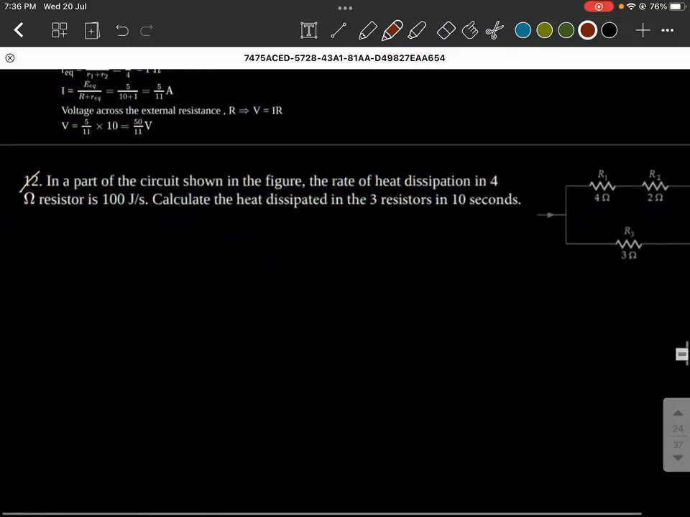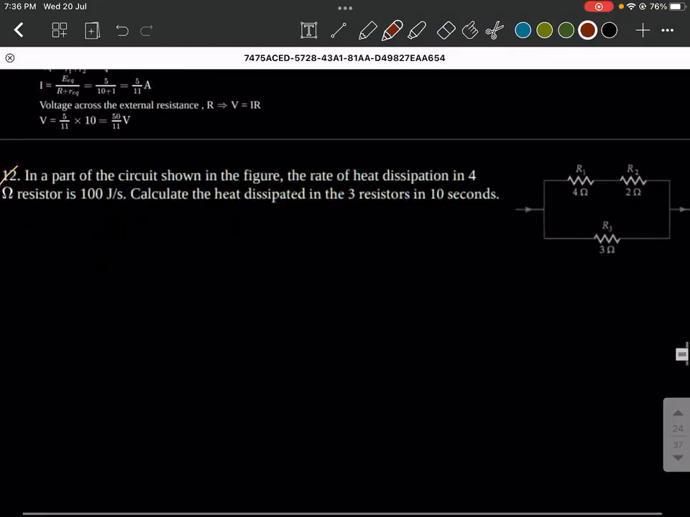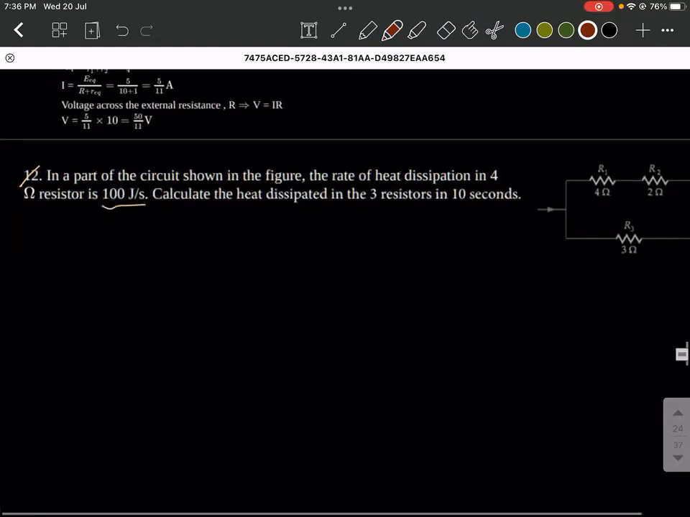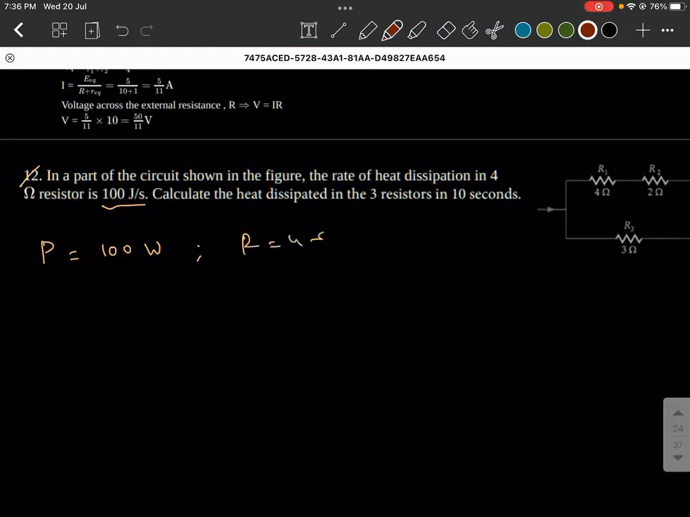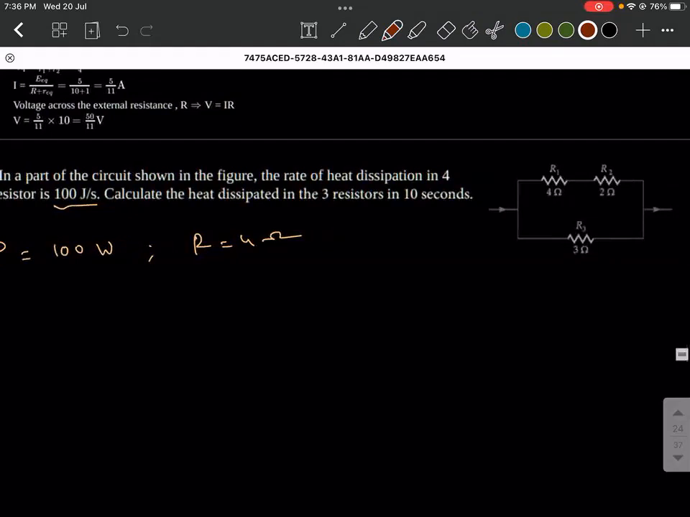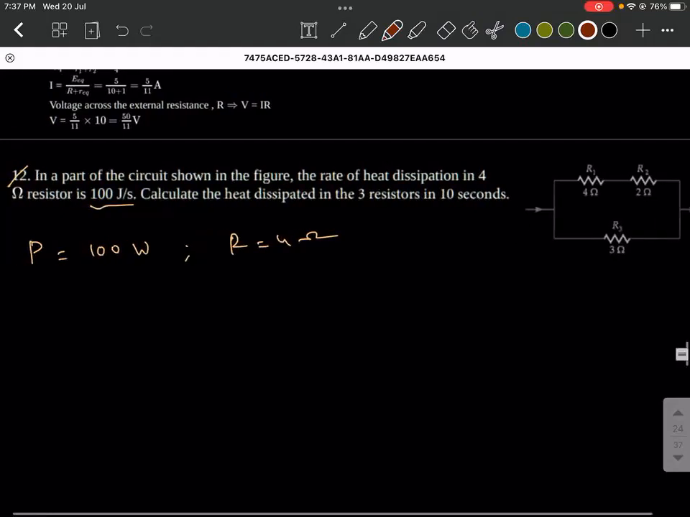So the 12th one. In a part of the circuit shown in the figure, the rate of heat dissipation in the 4 ohm resistor is 100 joule per second. So power is 100 watt, and resistance given is 4 ohm. Calculate the heat dissipated in the 3 resistors in 10 seconds.